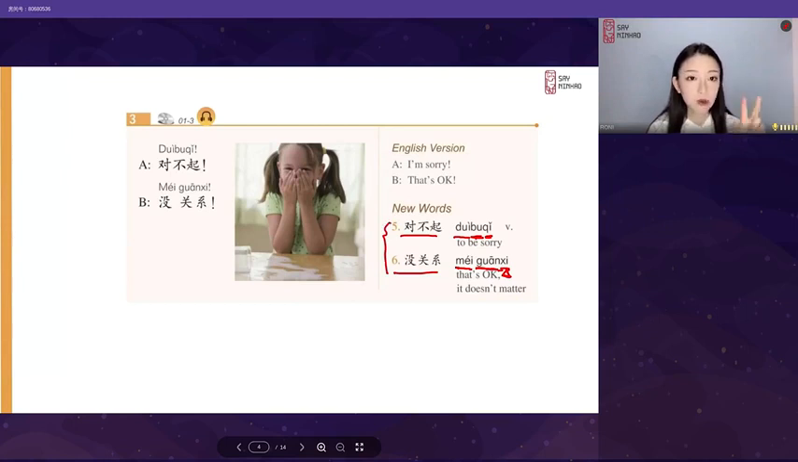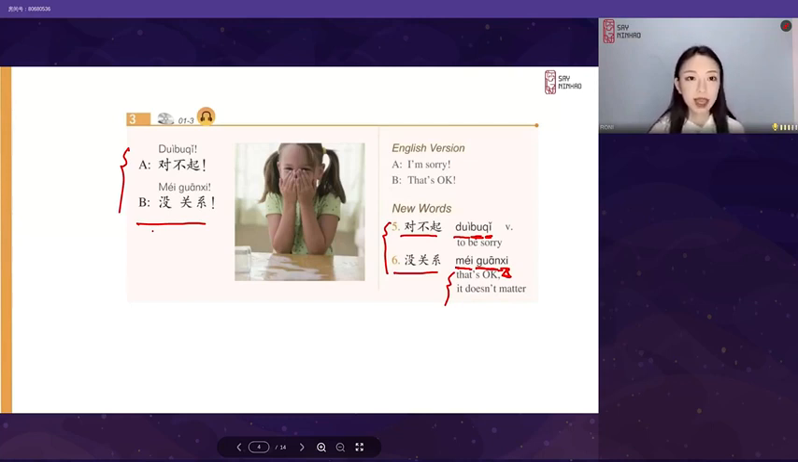Try to read from the start, each word twice. First one, 对不起. Next one, 没关系. Very good. 没关系 means that's okay, it doesn't matter. Now let's move on to the text. Here A said 对不起 and B said 没关系. When someone says 对不起 to you and you want to forgive them, you can say 没关系.